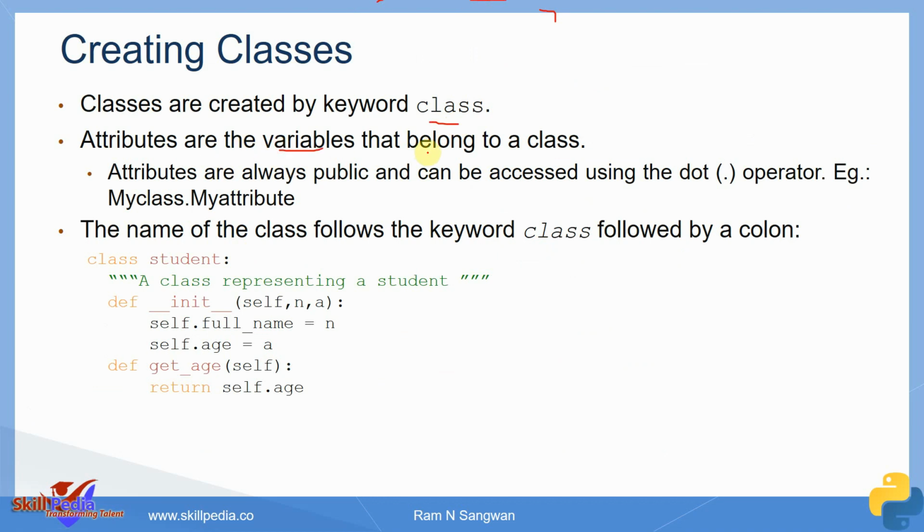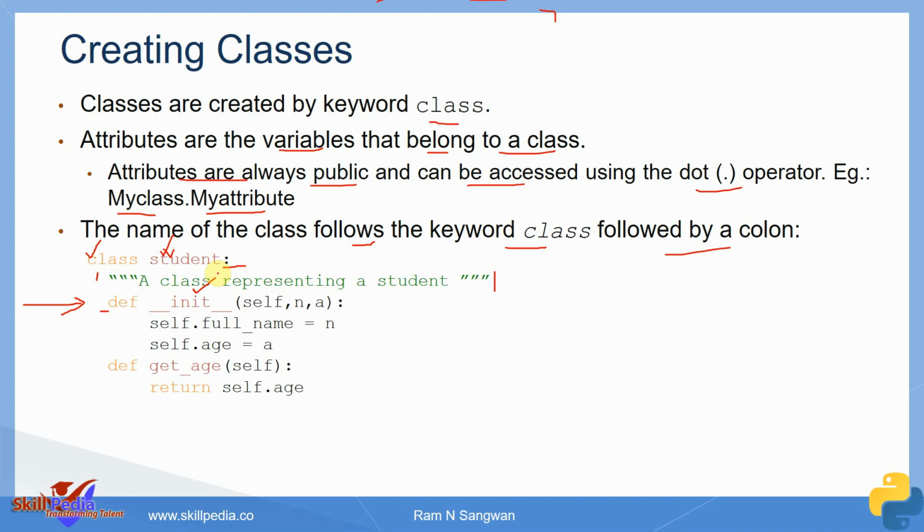Attributes are variables that belong to a class. Attributes are always public and can be accessed using the dot operator, for example, my class dot my attribute. Think of these attributes as variables only. The name of the class follows the keyword class, followed by a colon. So for example, class student colon, then a docstring or definition. This is a method, or function, of the class student, and as I said, init is always the first method we normally define.